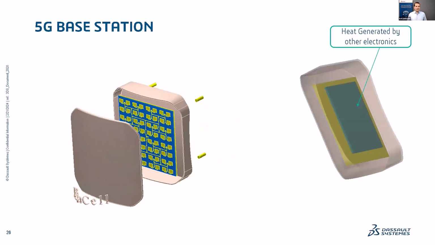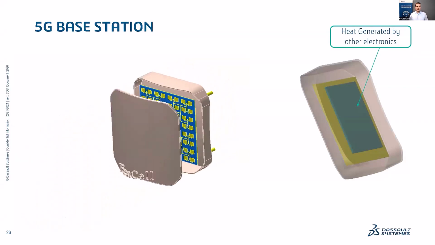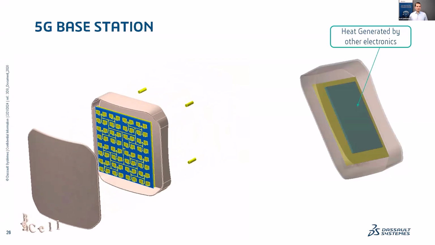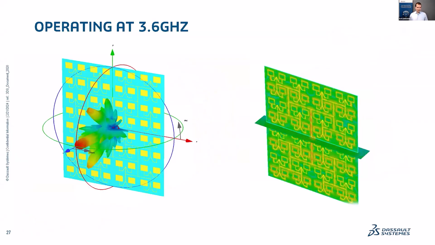So what we have here is a 5G base station. We have an enclosure with an array panel built in and some electronics in the back. Let's take a closer look at the antenna. So here we have it. It operates at around 3.6 gigahertz and is something we could find in a 5G station.